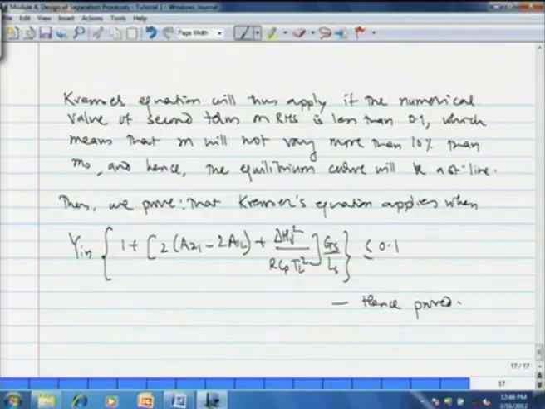So, today we have seen two problems related to design of absorption column. In the next tutorial, we shall see problems related to distillation.